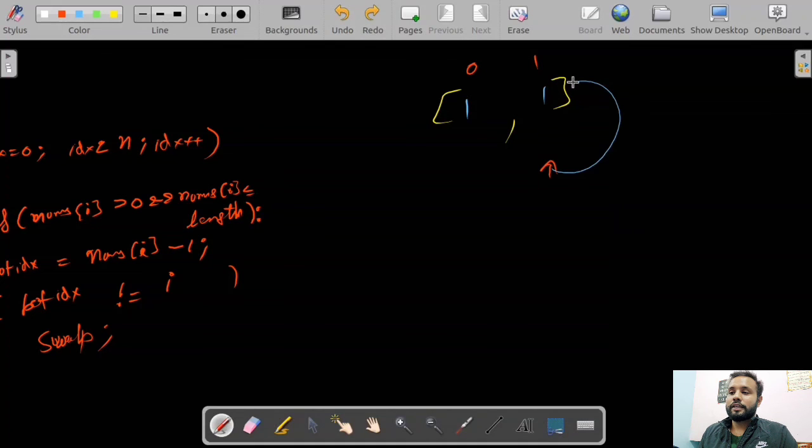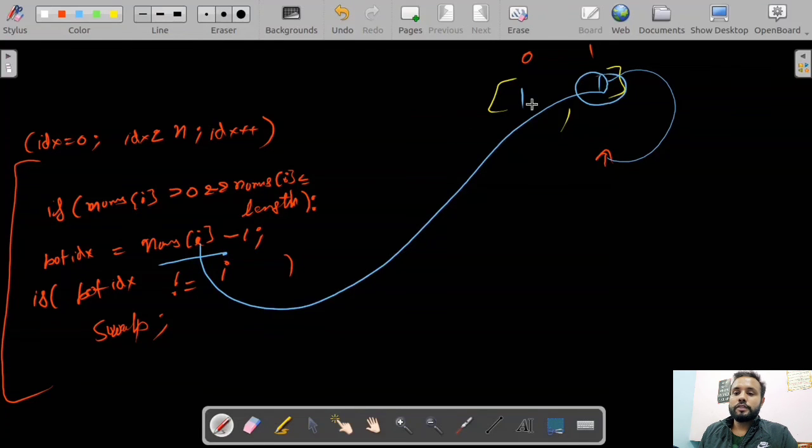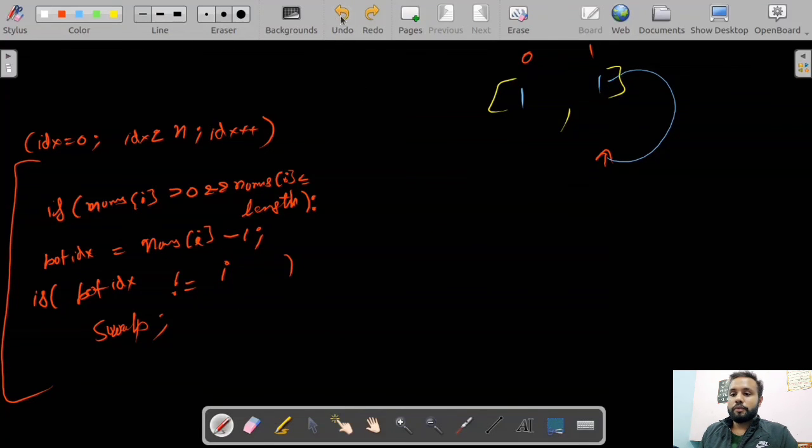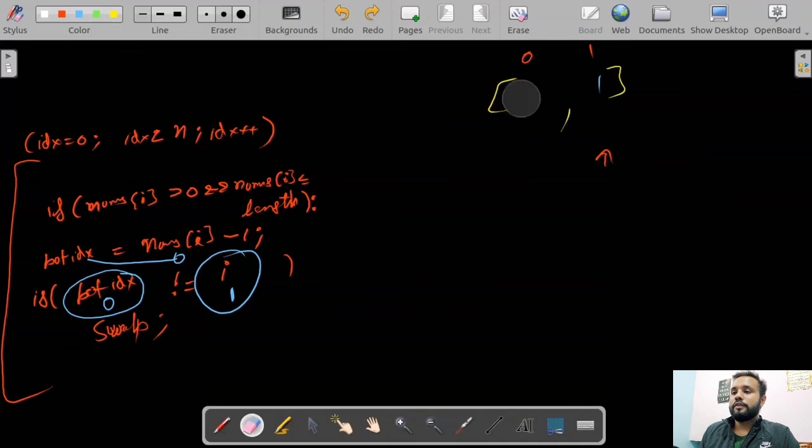Then again we are checking potential index, that will be nums of I minus 1. Nums of I is 1, 1 minus 1 is 0, and potential index is 0. Okay, and we are checking if potential index, that is 0, is not equal to I, that is 1. I means index, that is 1. If 0 is not equal to 1, yeah, it is not, then we'll swap them. And what's happening, we are swapping this 1 again and again. We are just swapping it infinitely.